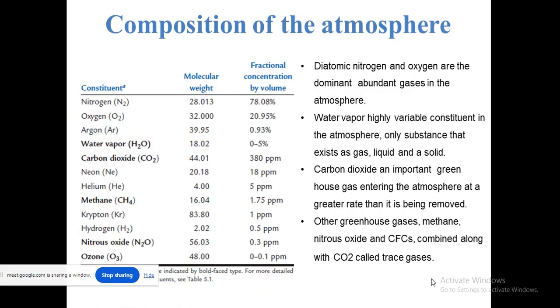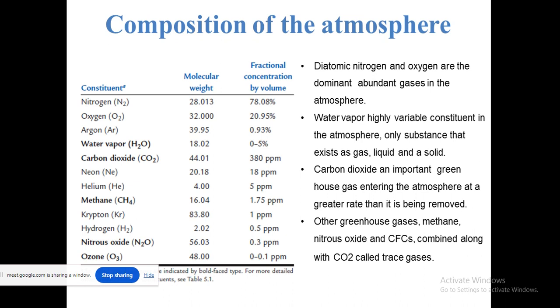Okay. This we were also talking about in the last class, just for a revision. If we consider the composition of the atmosphere, it is mostly composed of diatomic nitrogen and oxygen. Almost 78% is nitrogen, 21% is oxygen. The third most abundant is argon, around 0.93% in the atmosphere. Then comes water vapor.